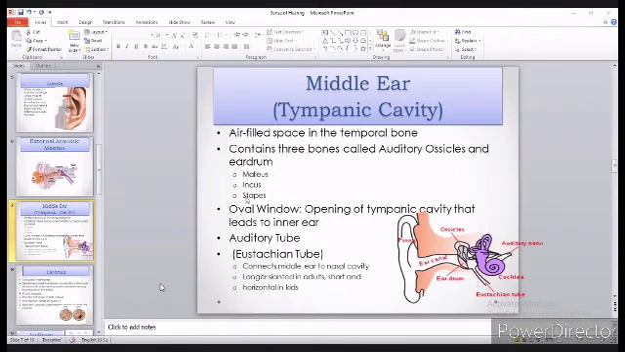And then, other than that, we also have the oval window, which is the opening of the tympanic cavity that leads to our inner ear. And then in this same middle ear, we have what we call the auditory tube or eustachian tube. Our eustachian tube connects our middle ear to our nasal cavity or the throat, okay? The nasal cavity is connected to our middle ear by the eustachian tube.